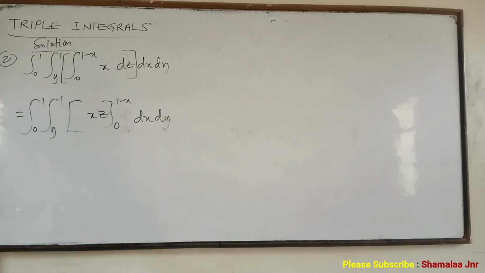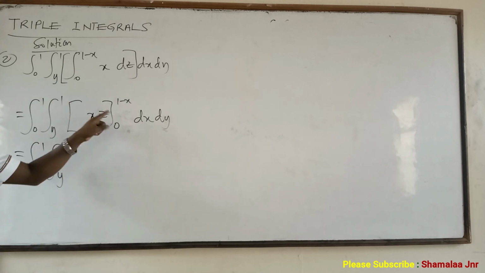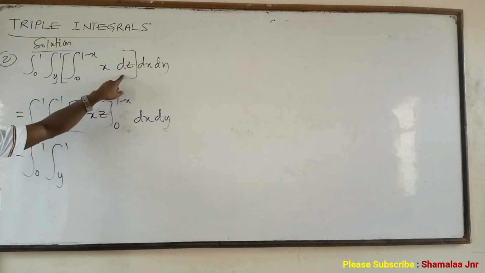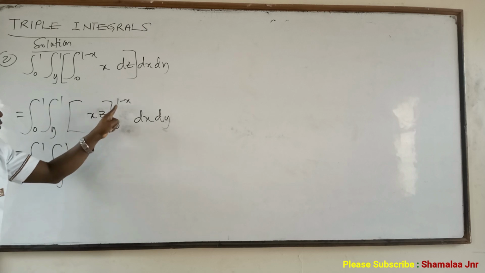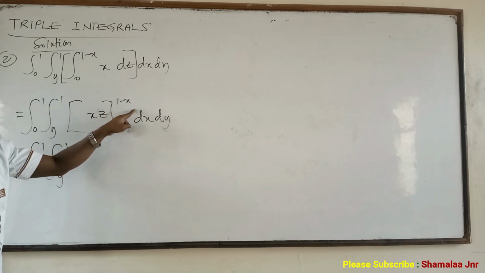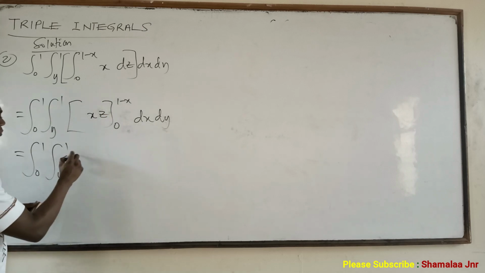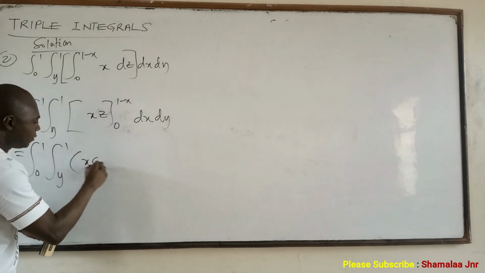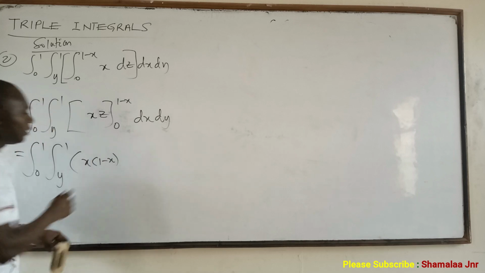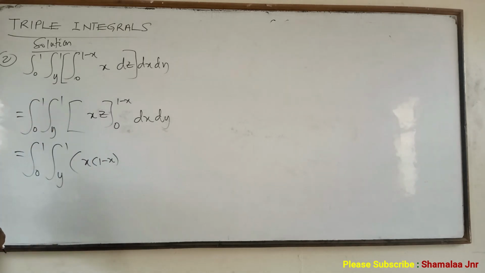Are you seeing it? It's a gradual process. You don't have to rush. This is equal to the integral from 0 to 1, integral from y to 1. Now, because you integrated with respect to z, wherever you see z, write 1 minus x. Are you seeing it? So this one will be x times 1 minus x. That's the first one.